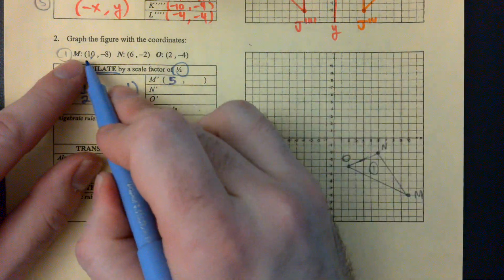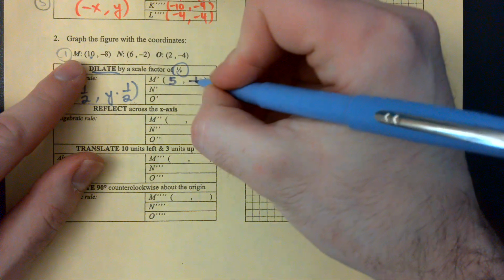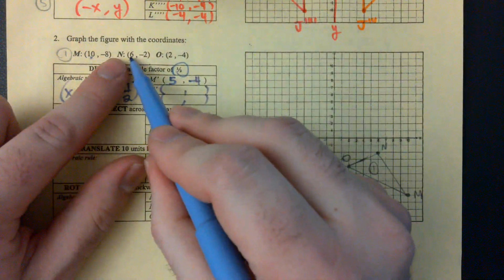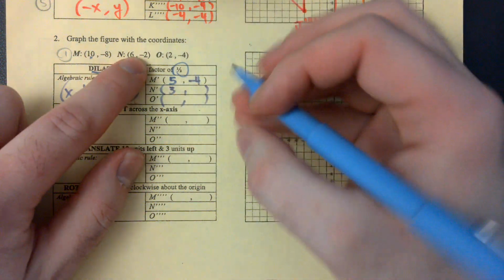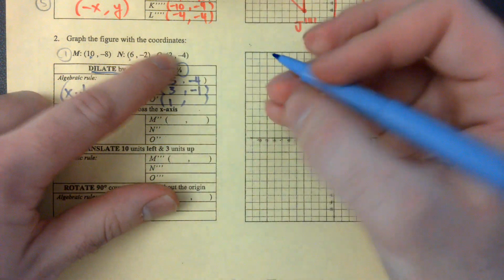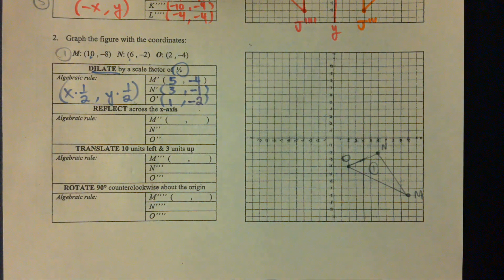Right? Half of 10 is 5. Well, what's half of negative 8? That would be -4, just like that. So we're dividing by 2. 6 divided by 2 is 3. -2 divided by 2 is -1. 2 divided by 2 is 1. -4 divided by 2 is -2.